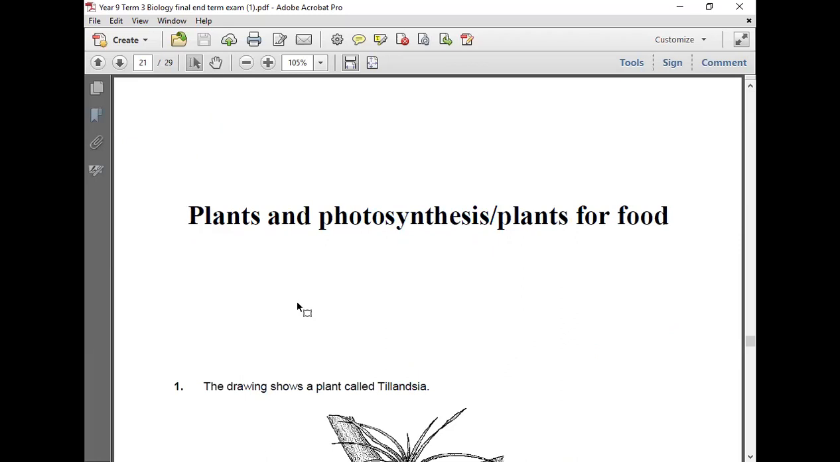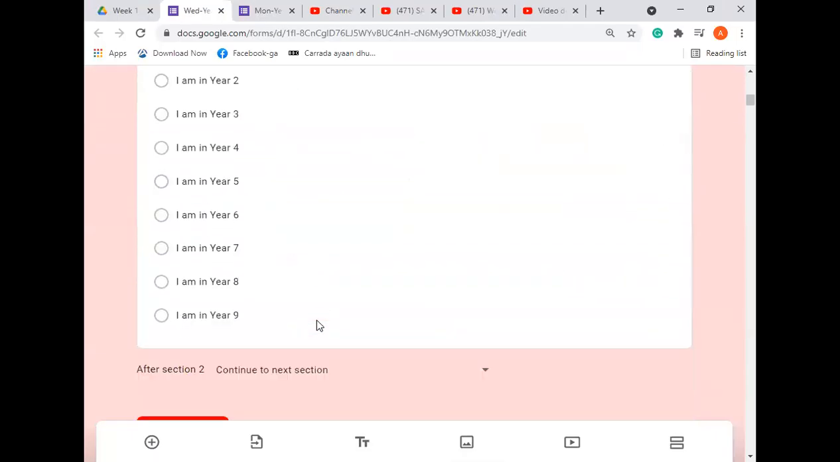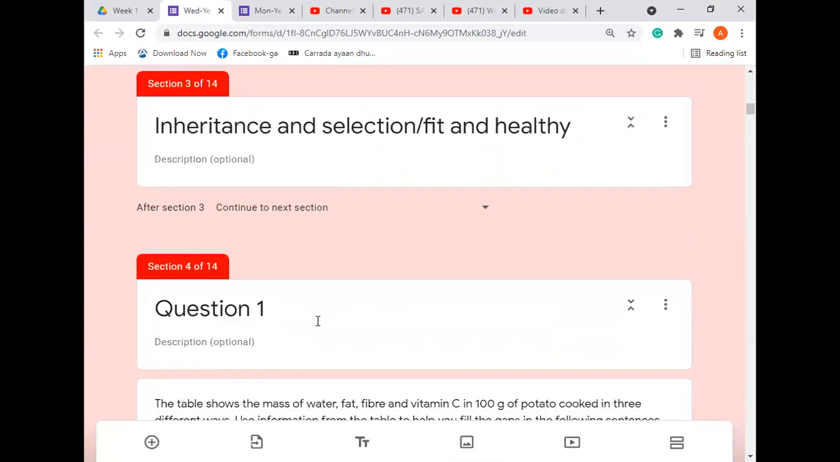So inshallah, today there are questions I'll be explaining using the Google form. So let's look here for the Google form questions. You can see here, these are the Google form questions. So for the first part, I took inheritance and selection, fit and healthy.